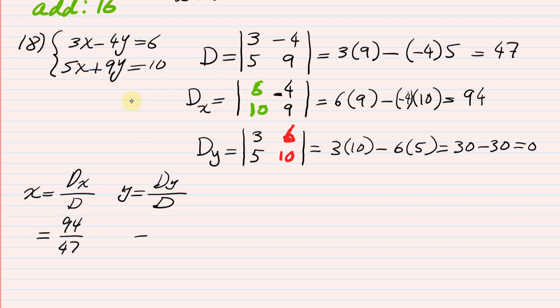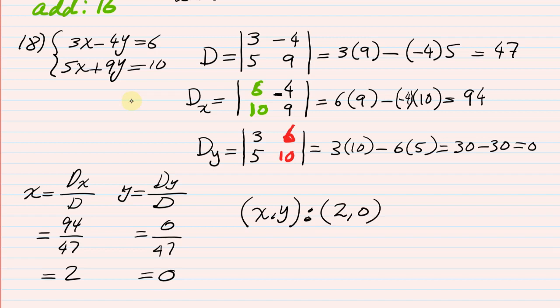And y is going to be 0 over D. D is 47. 94 over 47 is 2, and 0 over any non-zero number is 0. So the solution to this system, x, y, is 2, 0. That's what that is. Okay, and there you have it.